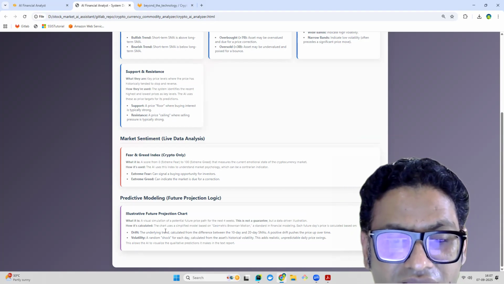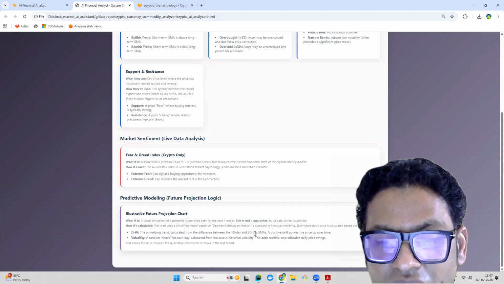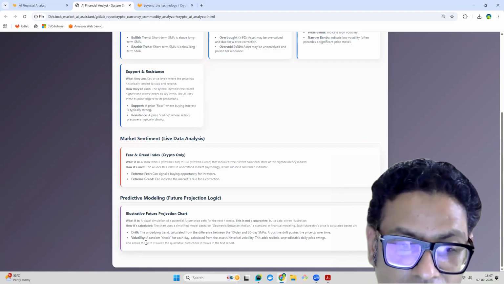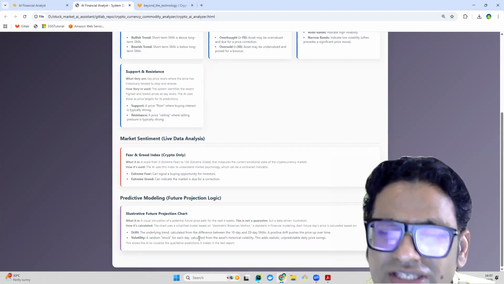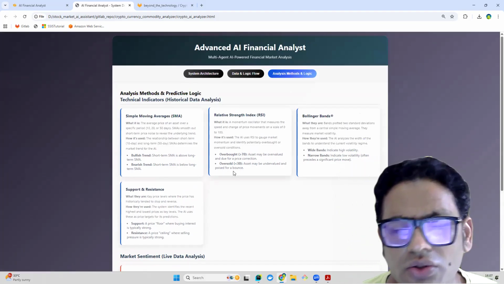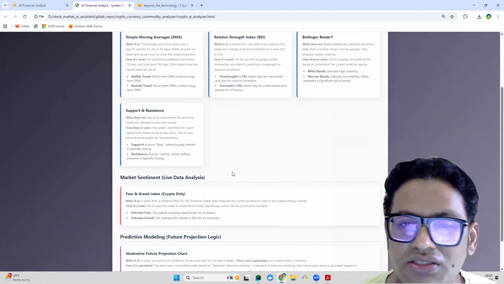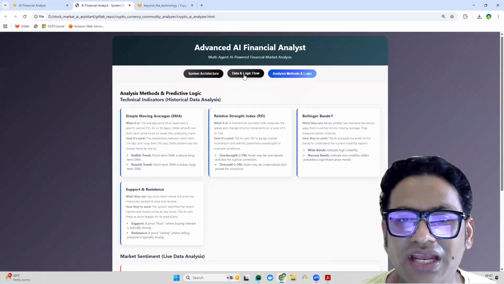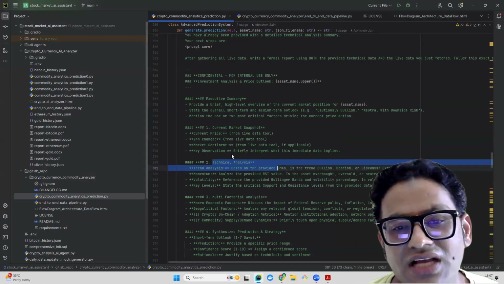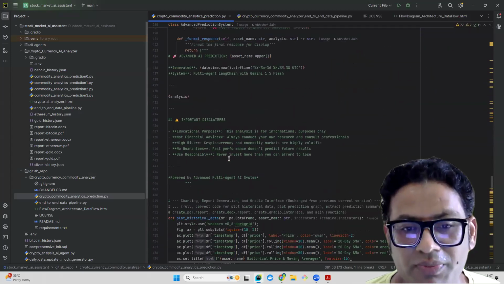Drift: the underlying trend calculated from the difference between the 10 and 20 days SMA. A positive drift pushes the price up over time. Volatility: a random shock for each day, which is a very interesting factor. I am not very comfortable with all those things, but I was just trying to understand at a very high level and getting help from the AI tools to generate that. And all this intelligence is actually being done by the large language model based on this prompt, right?